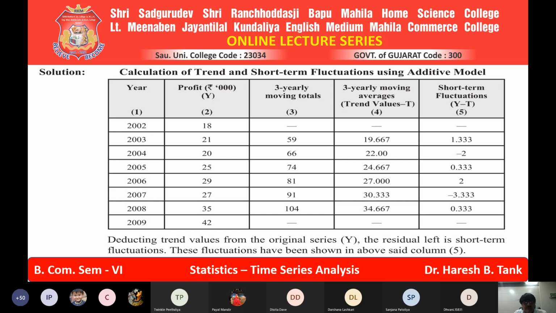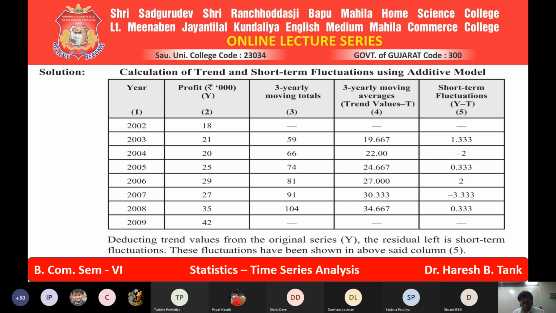20 minus 22 comes to minus 2. 25 minus 24.667 comes to 0.333. 29 minus 27 comes to 2. 27 minus 30.333 comes to minus 3.333. 35 minus 34.667 comes to 0.333. And this is 42, and a dash remains a dash.